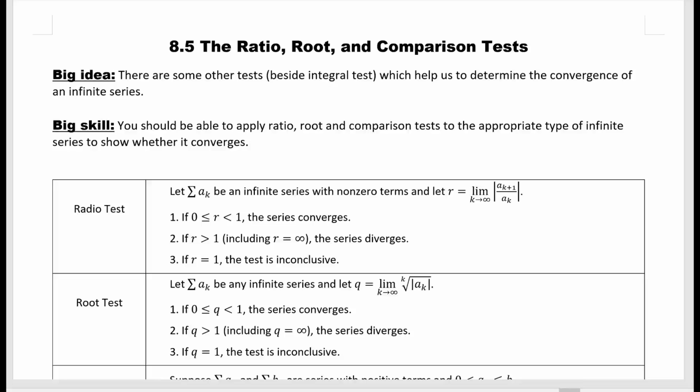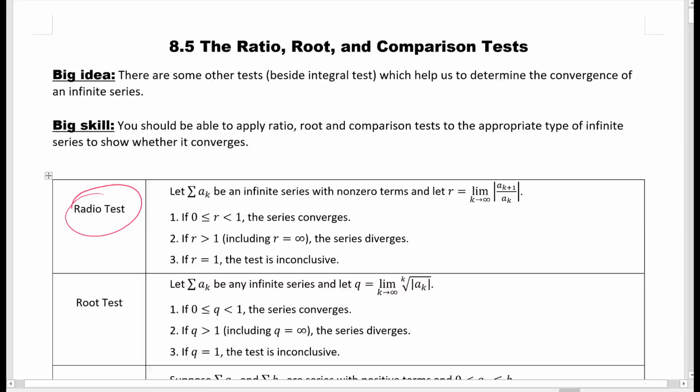So, the big idea: there are some other tests besides the integral test which help us determine the convergence of an infinite series. You should be able to apply the ratio, root, and comparison tests to appropriate types of infinite series to show whether they converge. The first test we talk about today is the ratio test. So what is the ratio test?